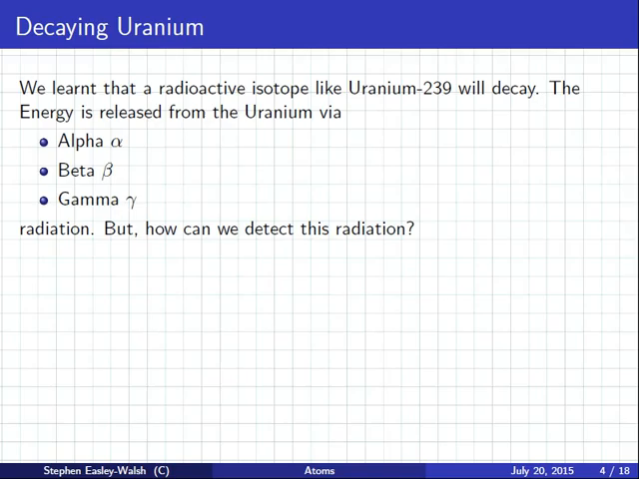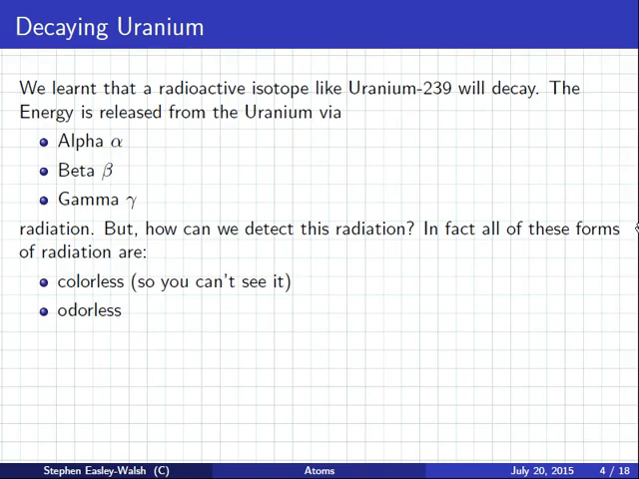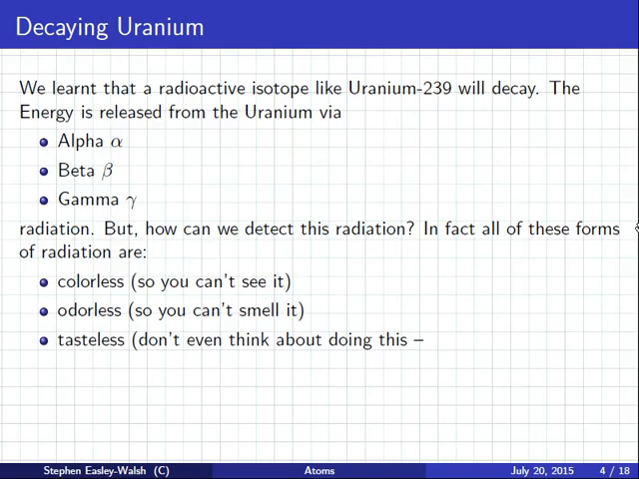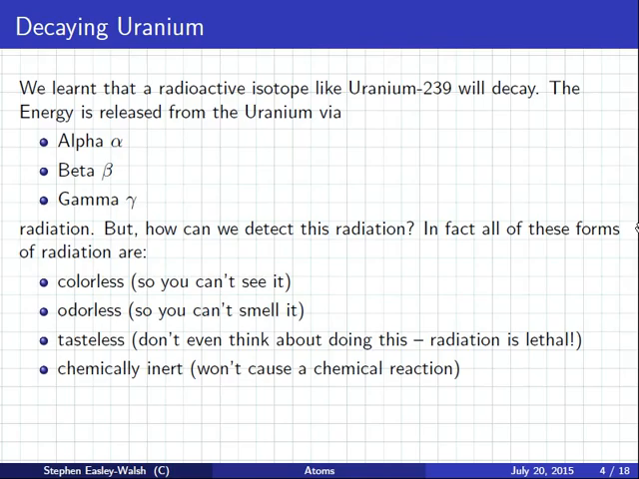Right. In fact, all of these forms of radiation are colorless. So we can't tell it's radioactive from its color. So you can't see it. It's odorless. So you can't smell it. It's tasteless, so don't even think about doing this. And it's chemically inert, which means it won't cause a chemical reaction. So it's quite difficult to detect radiations because of these properties. I think these properties are worth writing down, that it is colorless, odorless, tasteless, and chemically inert.